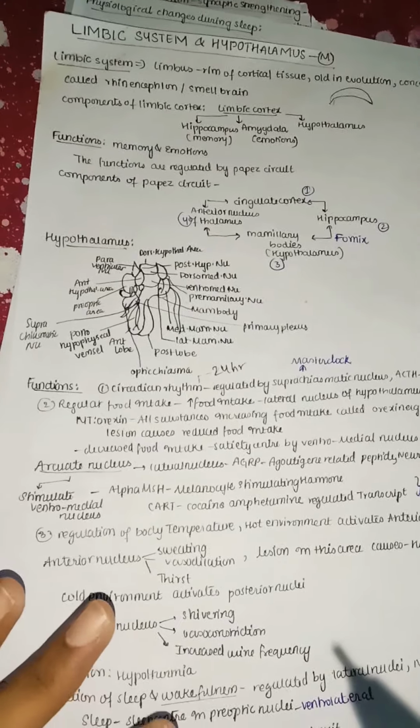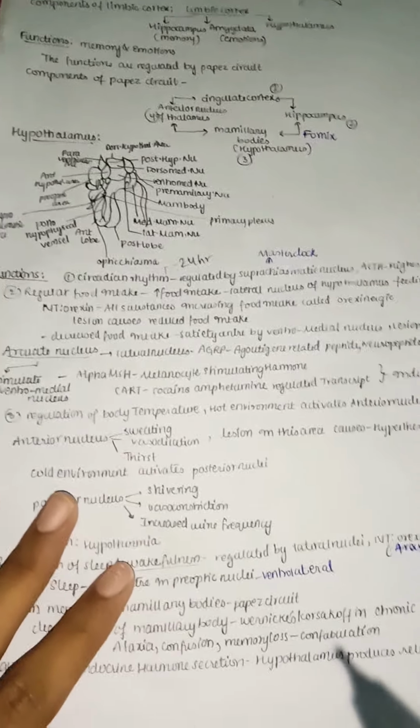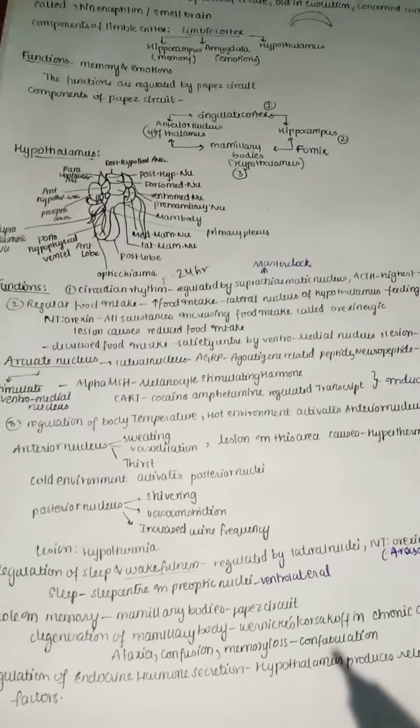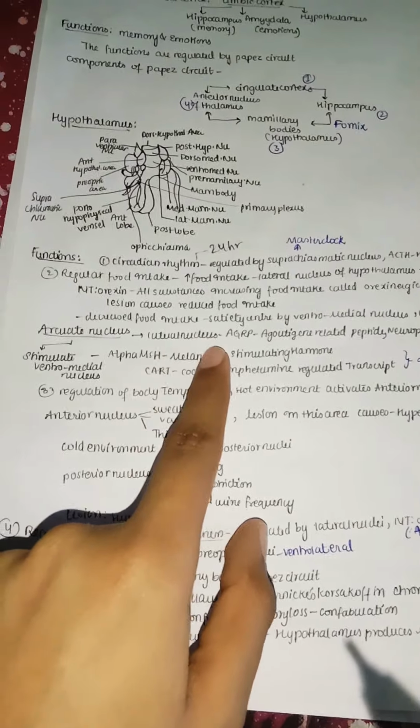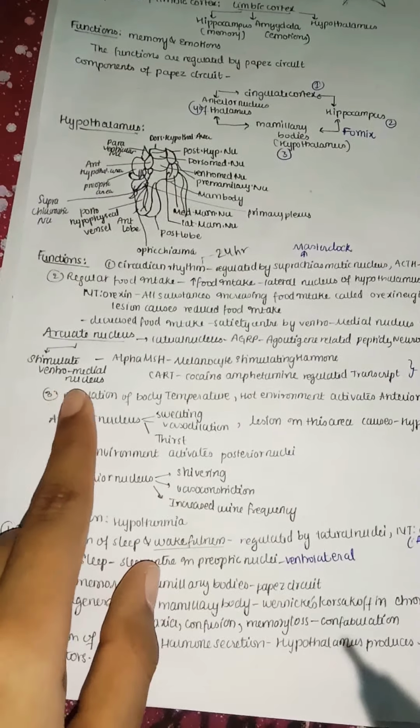Next, let us move on to arcuate nucleus. So arcuate nucleus is also present in hypothalamus. So what it does, let us see. Mainly it is divided into, you can see, lateral nucleus and stimulate the ventromedial nucleus.